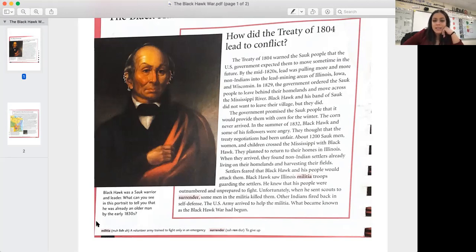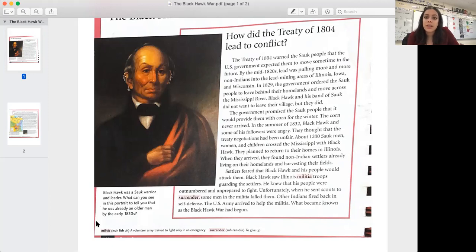All right, let's take some time and read all about the Black Hawk War. How did the Treaty of 1804 lead to conflict? Ooh, we have a little cause and effect here happening, right? I can tell by that question, it's going to say this document, the Treaty of 1804, is going to have an effect. There's going to be something that is affected by the Treaty of 1804. It starts a war, right? So if I'm thinking about gathering my ideas, I want to focus on this text structure. What is the Treaty of 1804 and how did it cause the war?